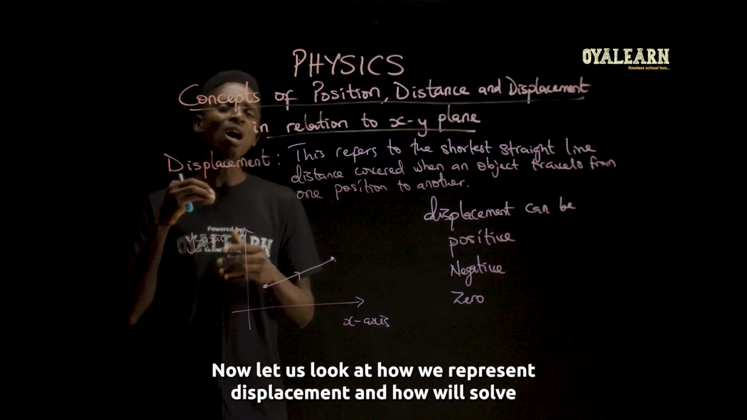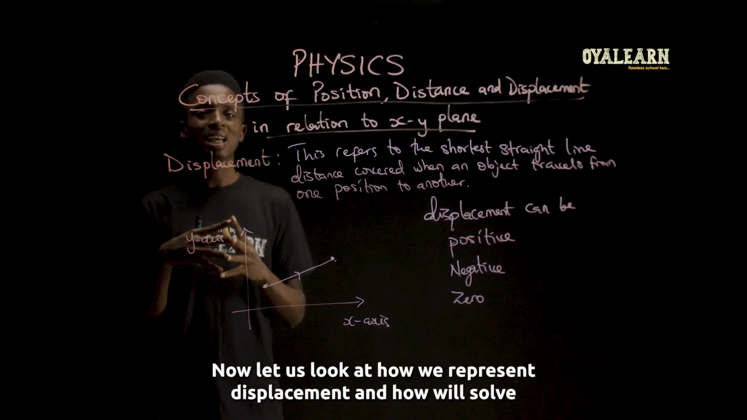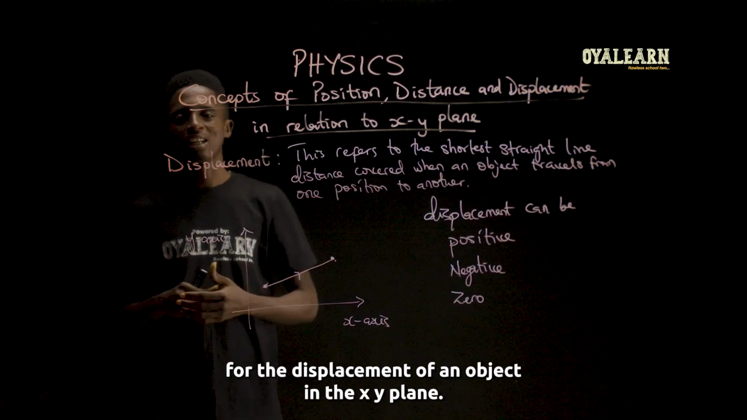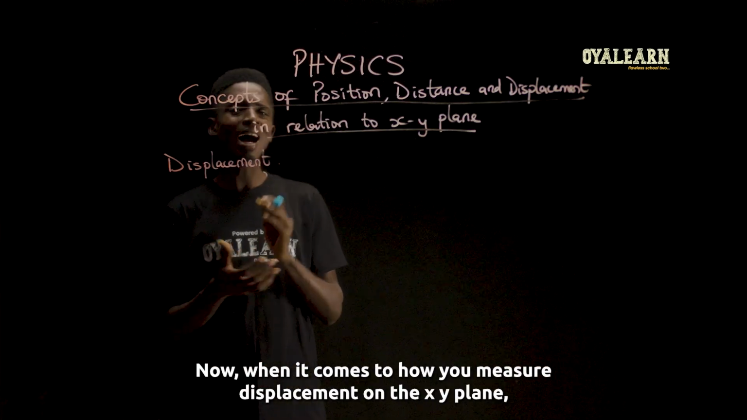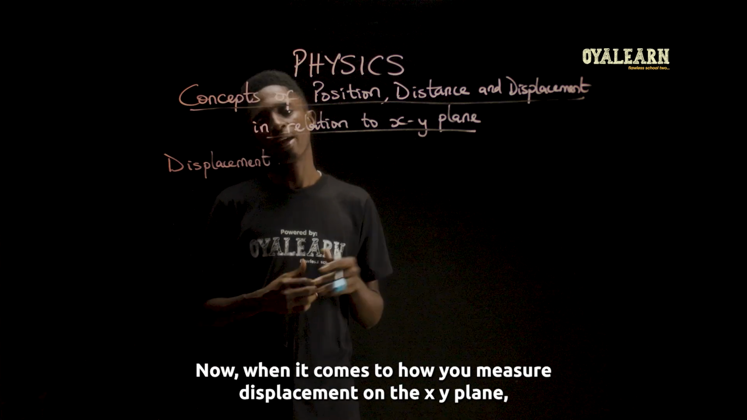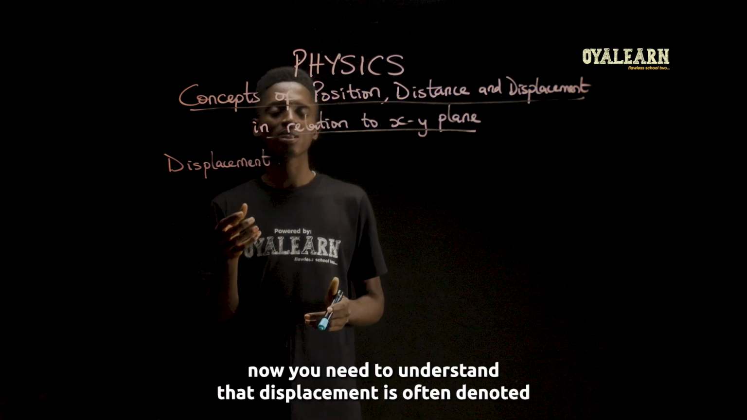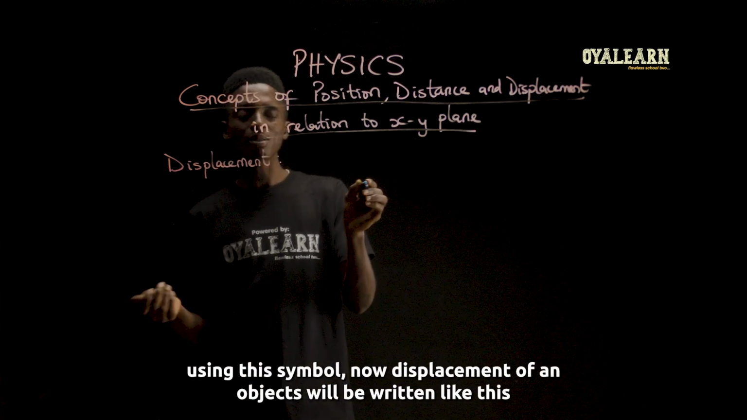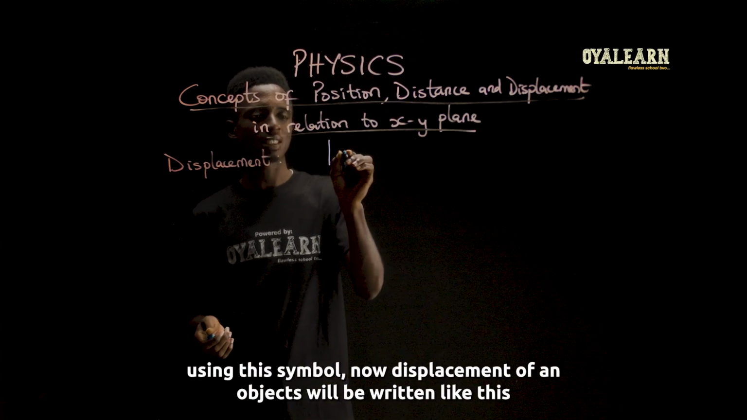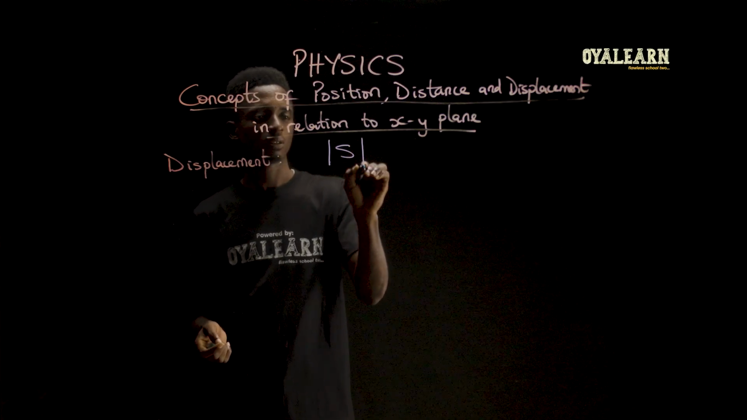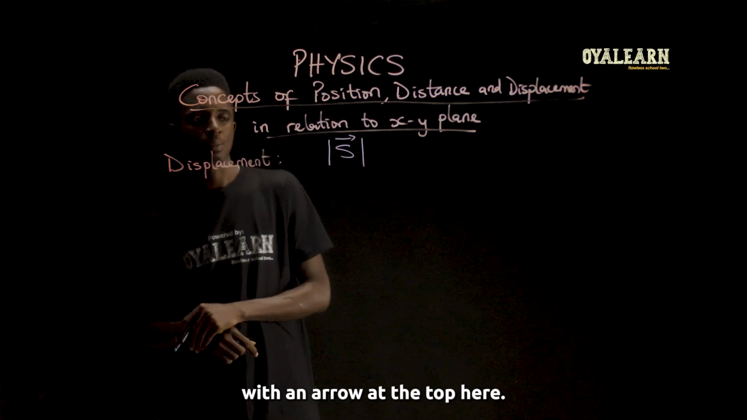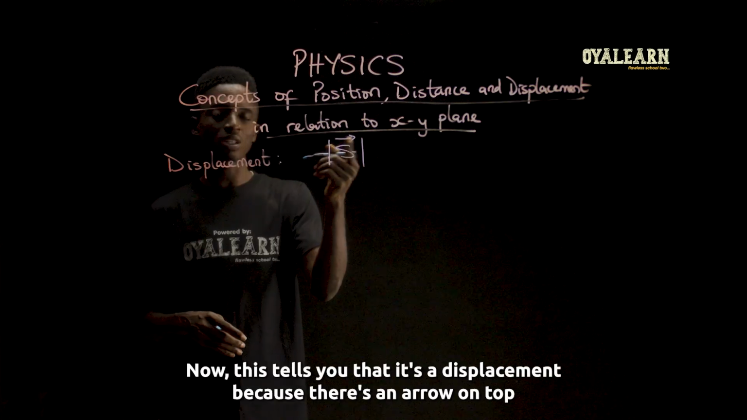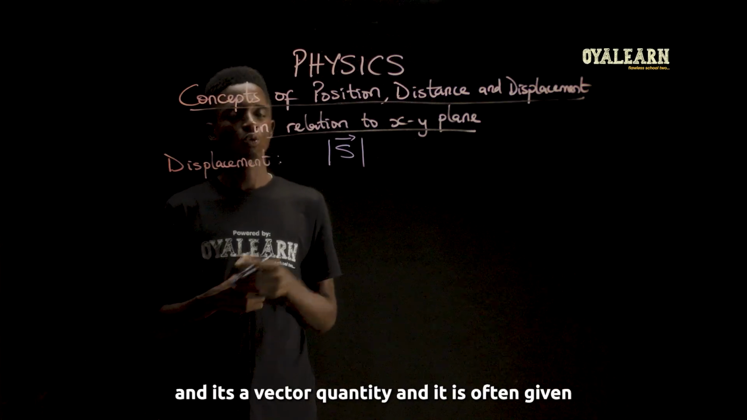Now, let us look at how we represent displacement and how we solve for the displacement of an object in the xy plane. When it comes to how you measure displacement on the xy plane, you need to understand that displacement is often denoted using this symbol. Displacement of an object will be written like this, with an arrow at the top here. This tells you that it's a displacement because there's an arrow on top and it's a vector quantity.